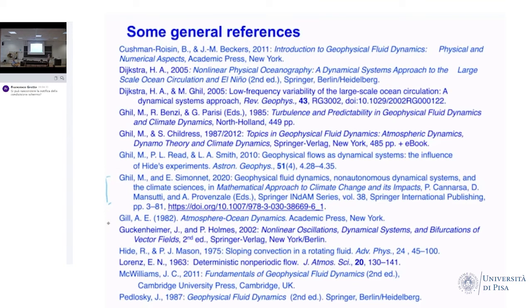This, of course, is more on the mathematical side. This is a review paper by Hide and Mason on sloping convection in a rotating fluid, and Lorenz. No, there's another book by Jim McWilliams on fundamental fluid dynamics, and a book by Joe Pedlosky, which is almost 800 pages. That's not highly recommended. Okay, so that's just a brief review of the bibliography, and I'm available now for questions if you would like.